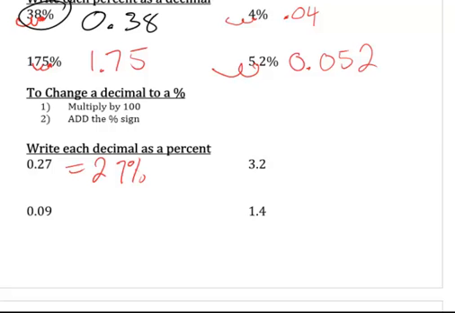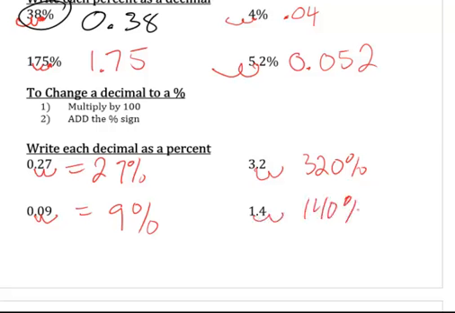I want you to notice, though, before we were moving our decimal point to the left. Now, if I move my decimal point 2 spaces to the right, I end up with 27%. I find this much easier. But again, you can use any one that you'd like. You can use the multiplying to convert a decimal to a percent, or you can just move your decimal 2 spaces to the right. 1, 2, that's 320%. 1, 2, that's 140%.